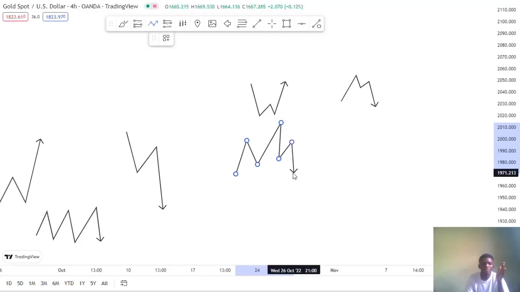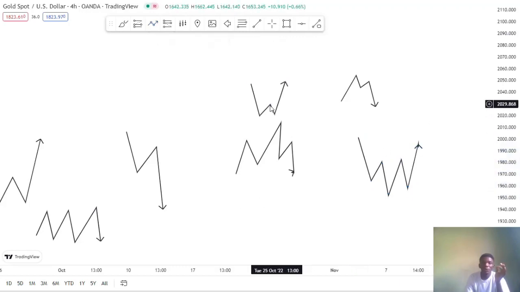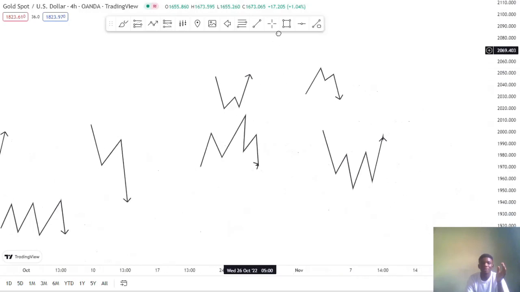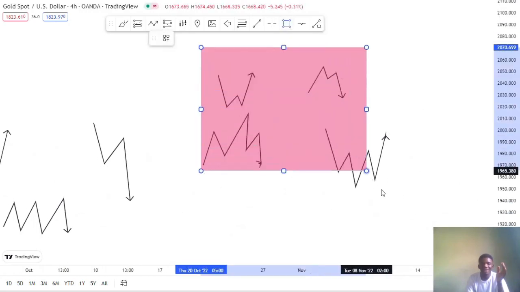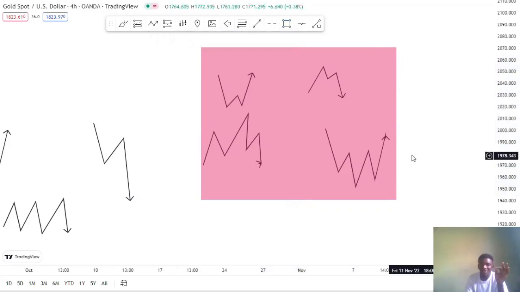Or an inverted head and shoulders pattern. Now all these four patterns here are signs of reversal. These are signs of reversal.